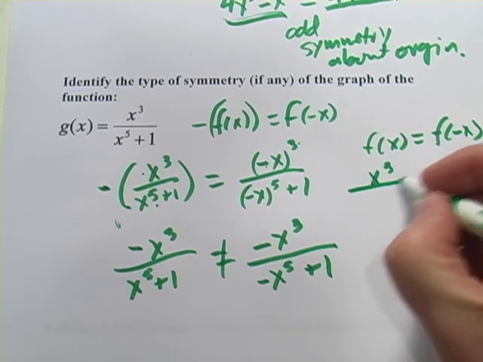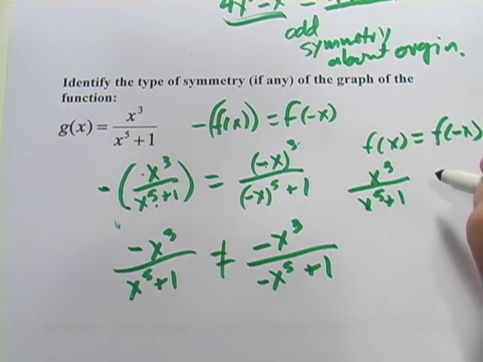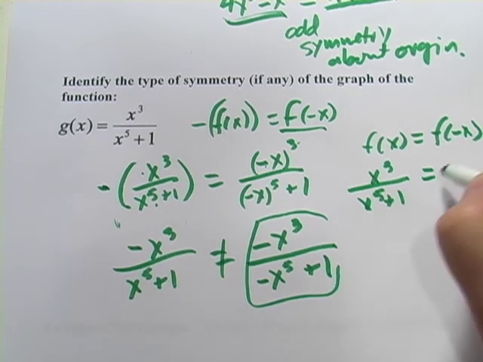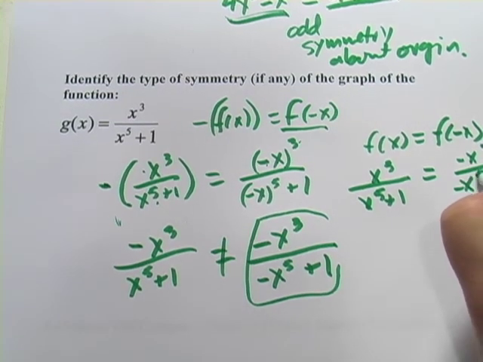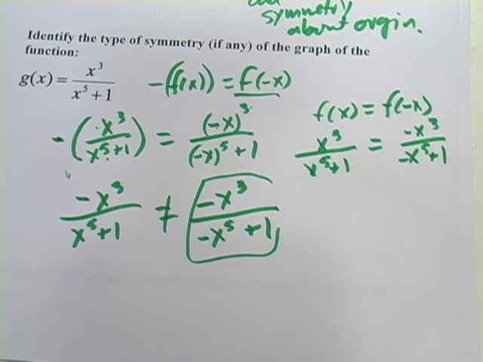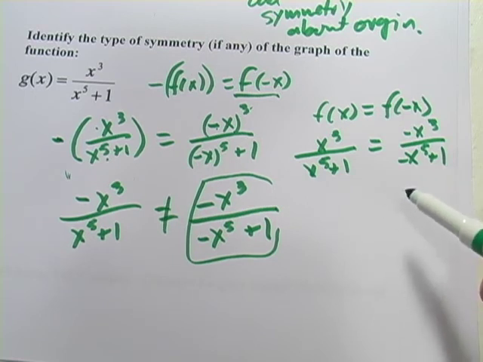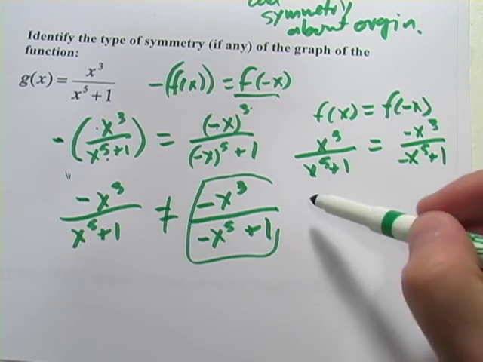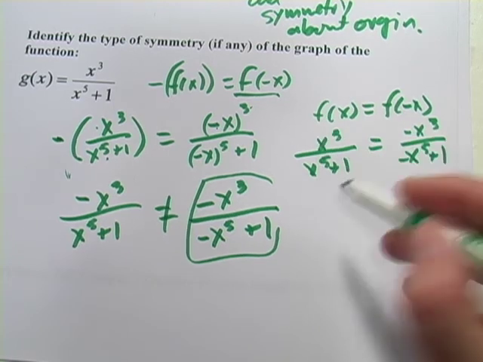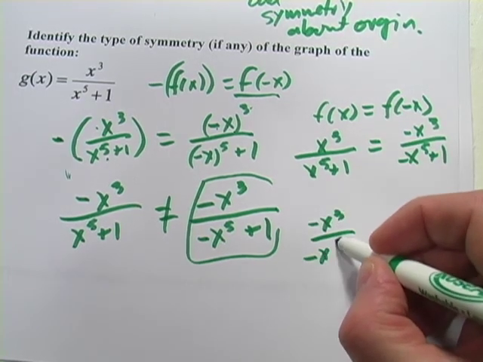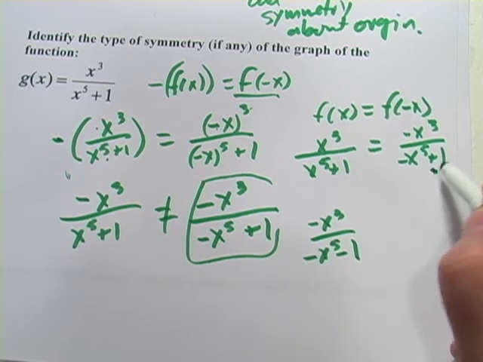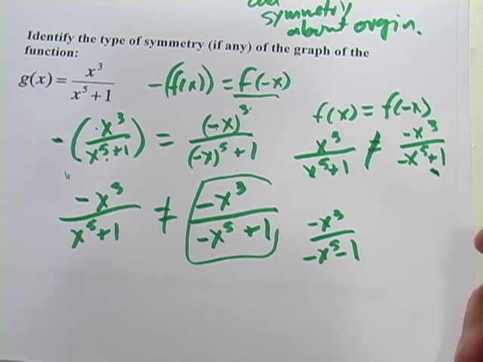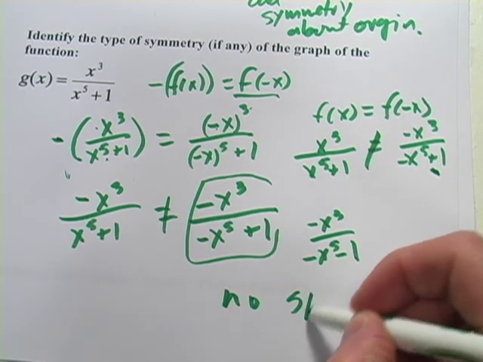So x cubed over x to the fifth plus 1, that's just our regular function. And I guess I've already figured out f of negative x, right? That's this down here. So does that equal negative x to the third over negative x to the fifth plus 1? And it might be a little hard to tell. One thing you can always do is multiply the top and the bottom by a negative 1 and see if it looks the same. If I did that over here, I'd get negative x cubed over negative x to the fifth minus 1. And that's still not the same as this. So there's no way I can manipulate this to make it be the same as this. So it's not even either. So this function has no symmetry.